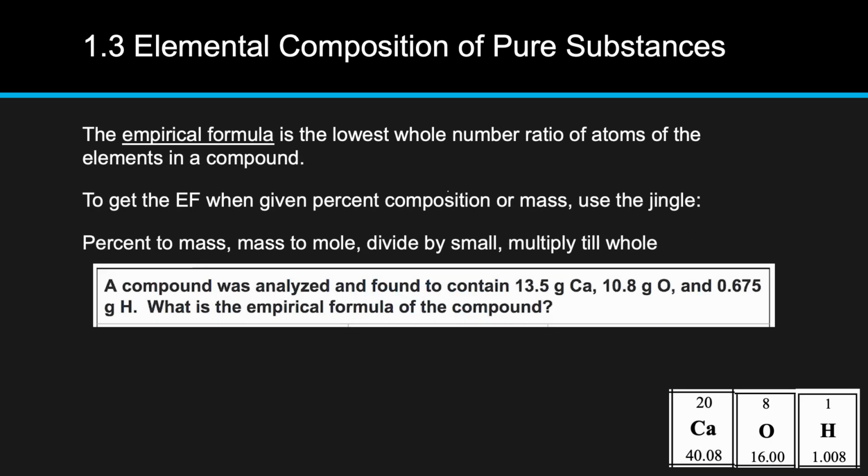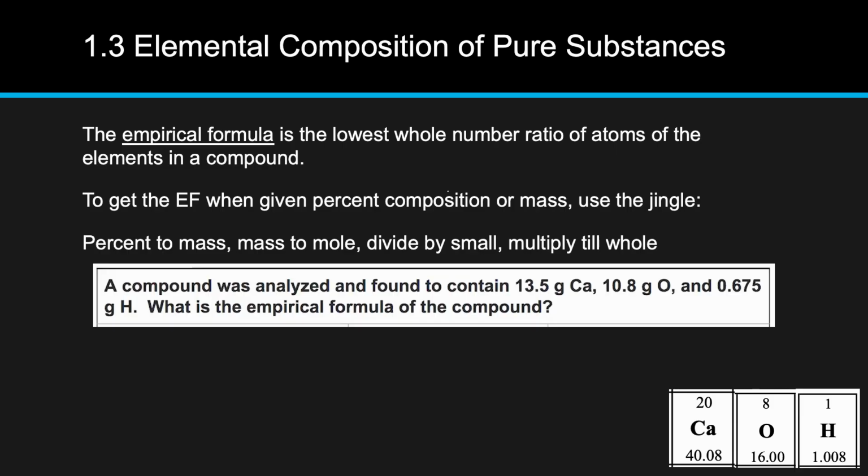The empirical formula is the lowest whole number ratio of atoms of the element in a compound. To get the empirical formula when you're given percent composition or mass, I always like to use the jingle: percent to mass, mass to mole, divide by small, multiply to whole. So let's go ahead and do an example of this because we did learn this in pre-IB, but I just want to make sure it's solidified because we do use it quite often.